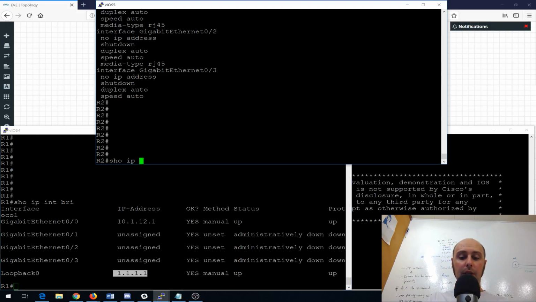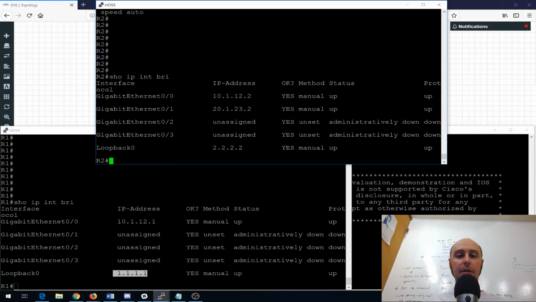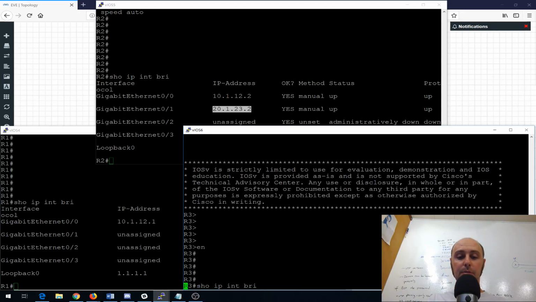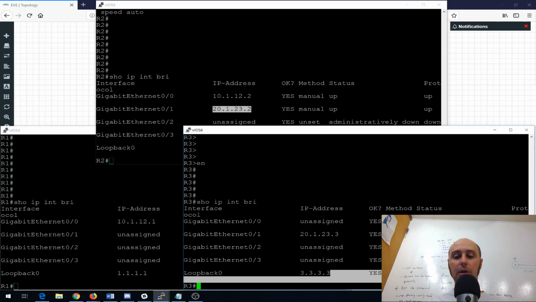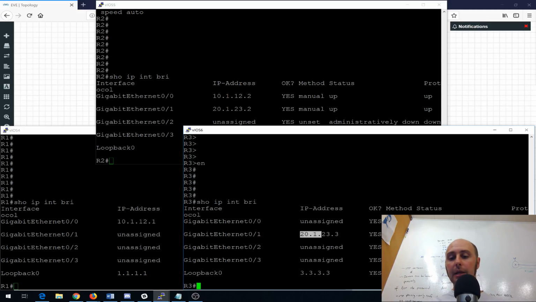Here on router 2, same thing, show IP interface brief. We have a loopback, which is 2.2.2.2, a subnet that joins over to router 1, and a subnet that joins over to router 3. And show IP interface brief. Same thing over here, a quad IP address for the loopback and a connected interface.